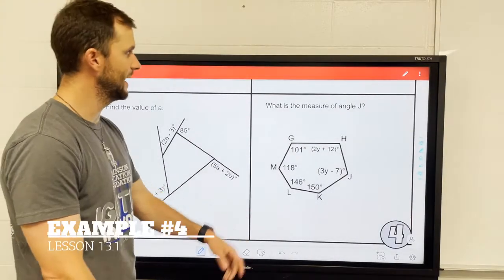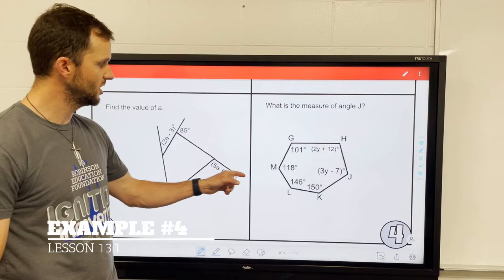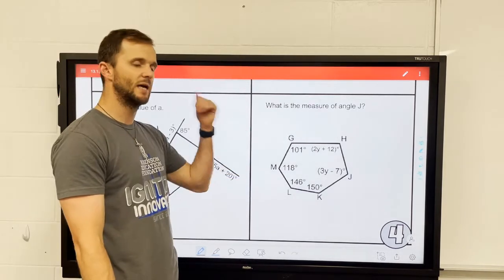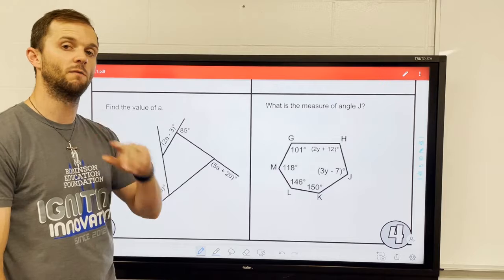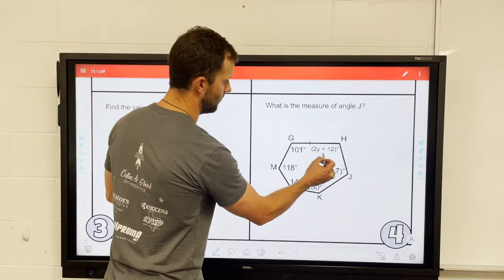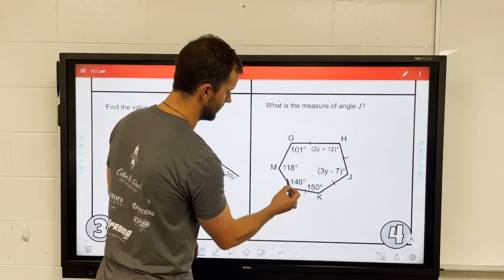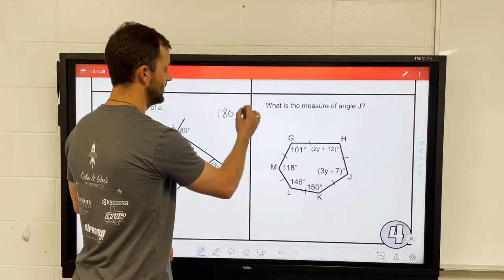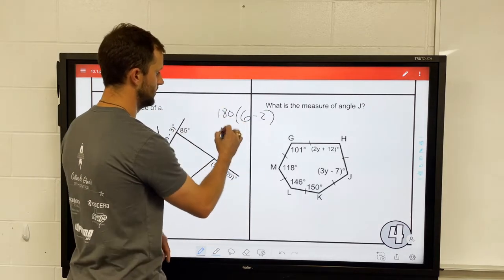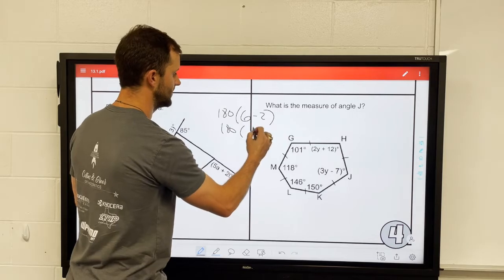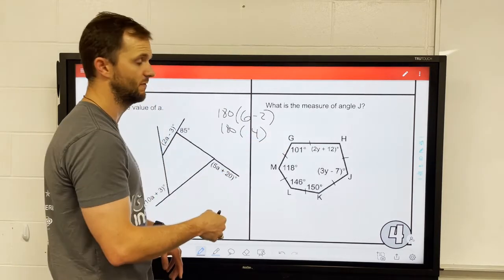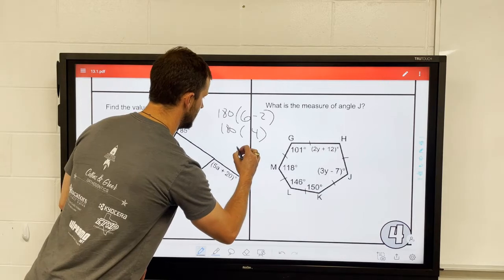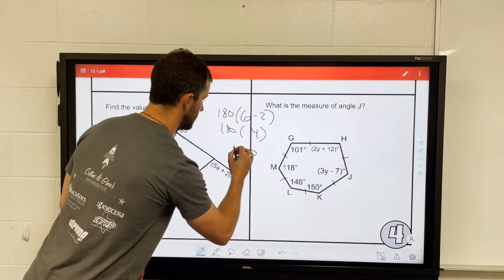All right, on the last example, it wants me to find the measure of angle J. Well, if you look, they've given me all interior angles. So I know I can use that interior angle formula to find what all of the angles are going to add up to. So right now I have 1, 2, 3, 4, 5, 6 sides. So I'm going to do 180 times 6 minus 2. 6 minus 2 is going to give you 4. 180 times 4 is going to end up giving me 720.